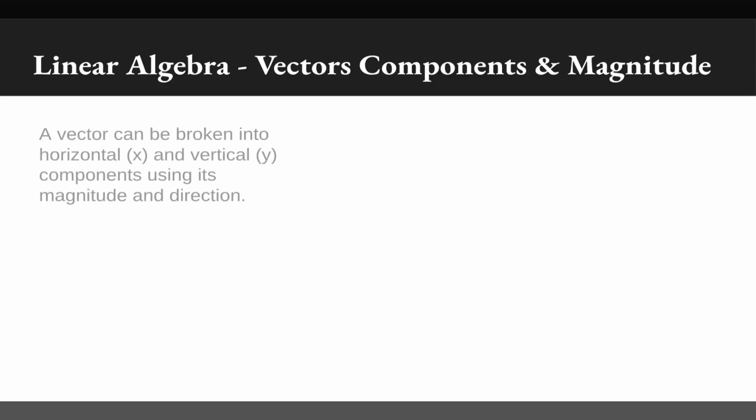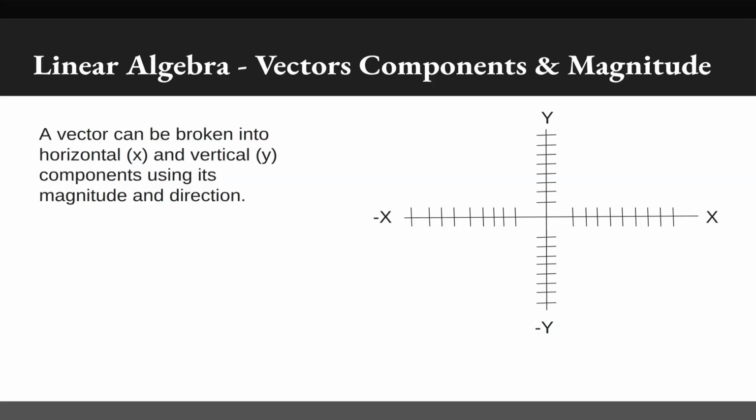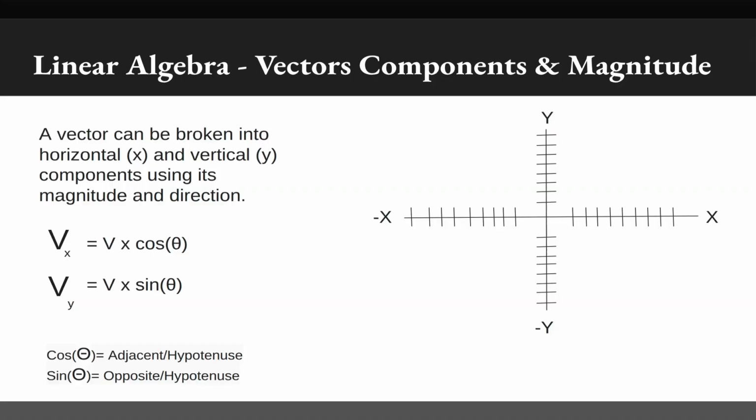Every vector can be broken down into components, horizontal and vertical. These are the x and y parts that make up the whole. If you know the vector's magnitude and direction, you can calculate its components. So Vx is equal to V times cos theta, and Vy is equal to V times sin theta. So the formula of cos theta is adjacent over hypotenuse, and the formula of sin theta is opposite over hypotenuse. And that's basically it from this.